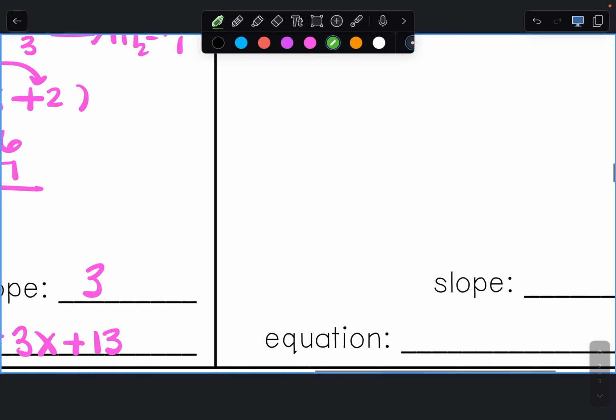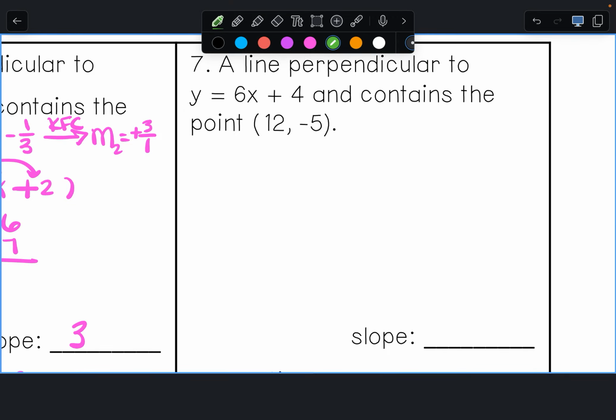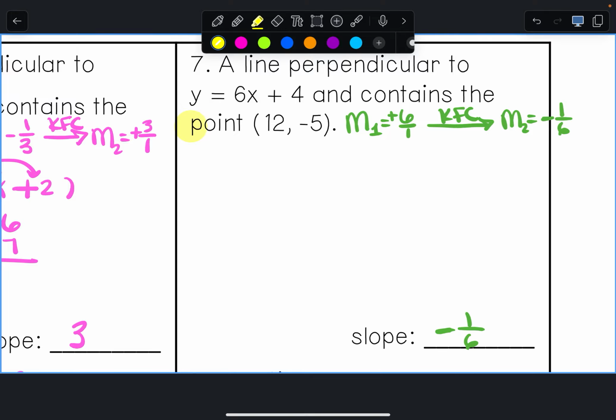Okay, number 7. A line perpendicular to this one, and it contains this point. The slope of the original line is what? 6 over 1, because we do need it in its fraction form in order to flip something, right? We have to have two numbers to flip. So the slope of the line perpendicular to it will be? -1 over 6. Okay? Now the point that is given to us is not a y-intercept. It's a random point. So we know we have to use point slope form.